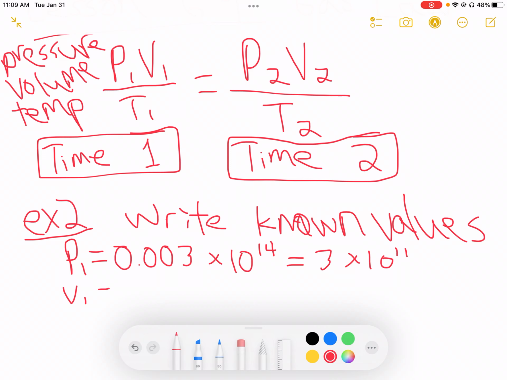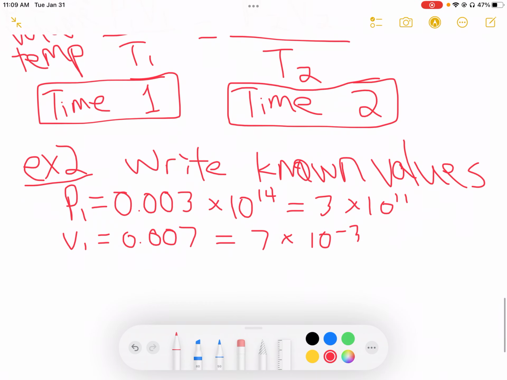And then they said I had an initial volume. So volume 1 was equal to 0.007. If I want to change that to scientific notation too, I'm going to say 7, and then it's going to move over 3 places as well. So 7 times 10 to the minus 3.